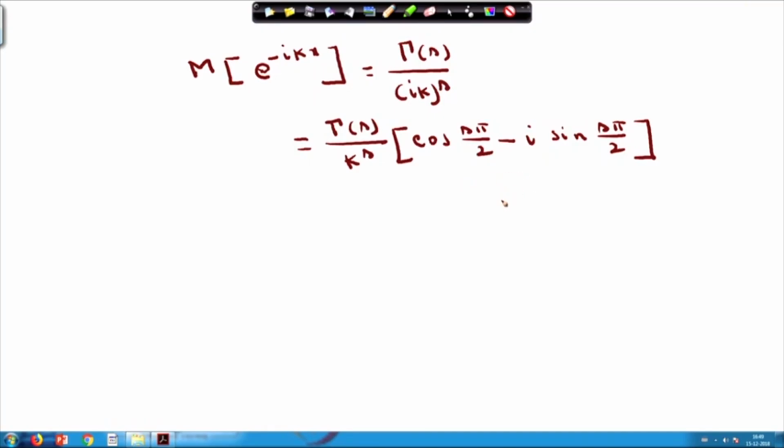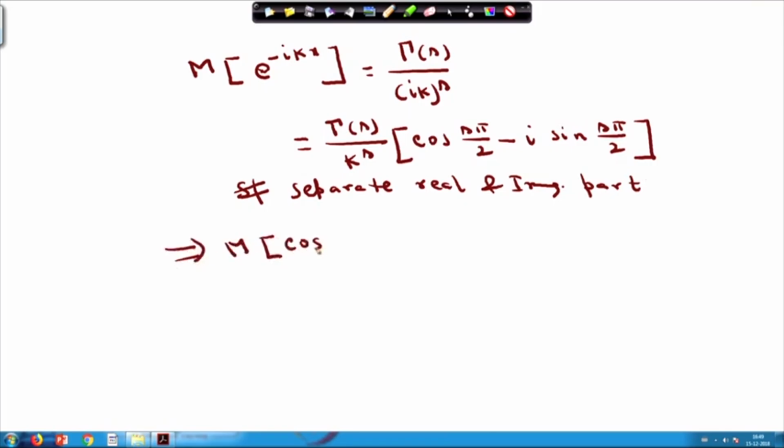So, from here if I take the real and imaginary part, because e power minus i k x I can write in cos k x and sin k x format, so if I separate real and imaginary part, what I will obtain from here, I can obtain Mellin transform of cos of k x equals k to the power minus s, it will go up, gamma s into cos of s pi by 2.